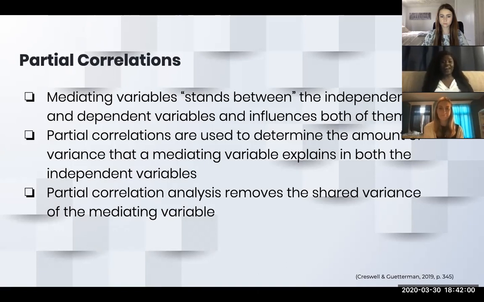Let's say you have two variables, an independent variable and a dependent variable, right? But there's a variable that stands between those that actually affects both. This variable that stands between them has an association with both. In this situation, researchers want to know what happens if we take away that middle variable. How then can we determine the relationship between the independent variable and the dependent variable without the effects of the mediating variable? This is where partial correlations come in.